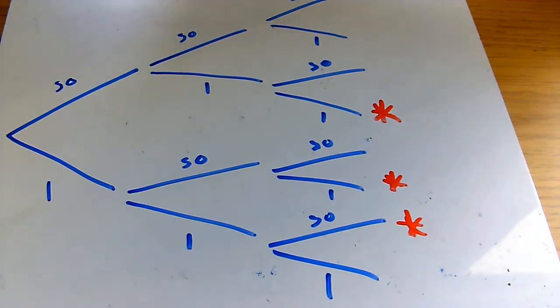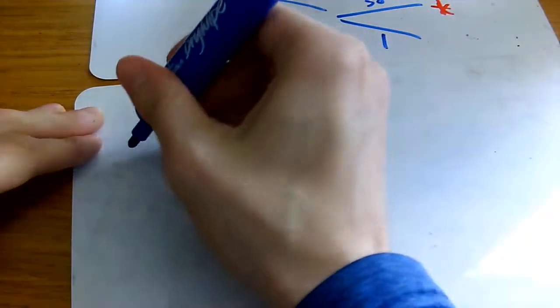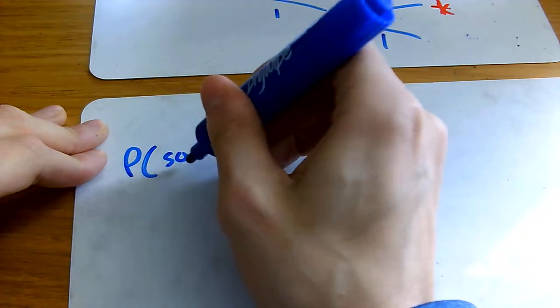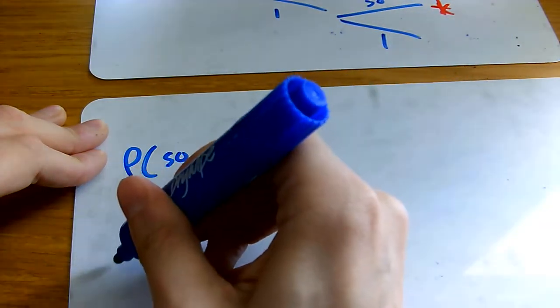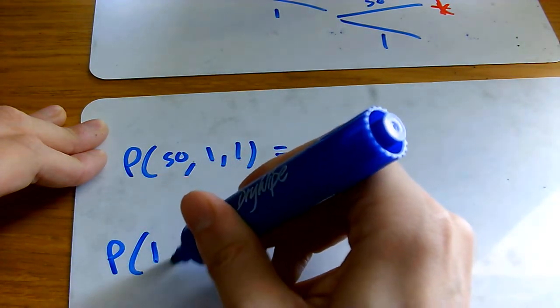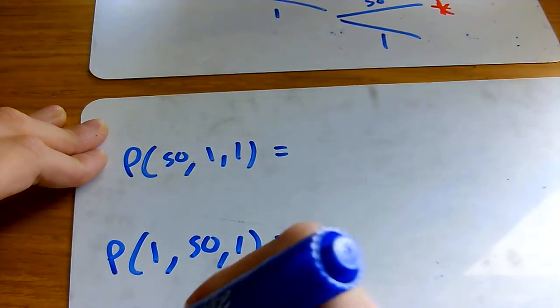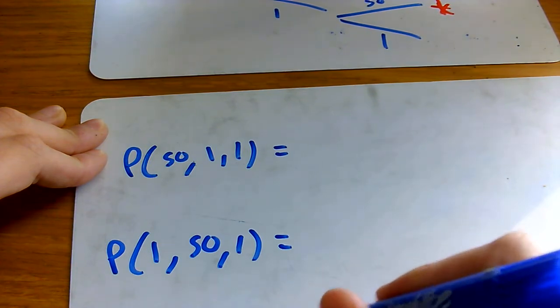So I'm just going to work those ones out. I'll put these on a separate board here. So the probability of getting, the first one was 50 and then 1 and then 1. I also want to know the probability of getting, it was 1 and then 50 and then 1. And then lastly, the probability of getting 1, 1 and 50.